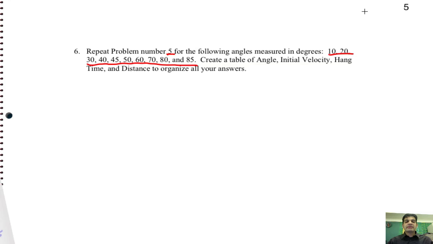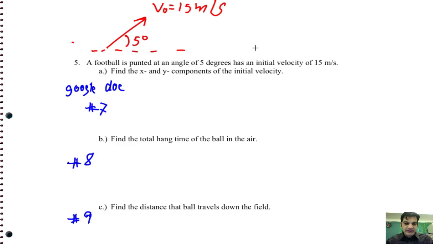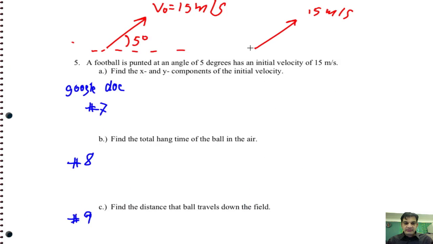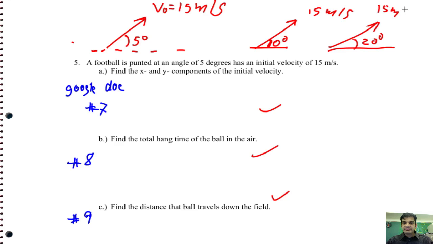So in other words, you have problem number 5, and the angles change, so you're going to have 15 meters per second, and you're going to solve it for 10 degrees. And then you're going to go ahead and do the same problem again, and now you're going to have 20 degrees here for the same speed. And you're going to notice that you get all this practice in solving the problem quickly. And it's going to get very repetitive.